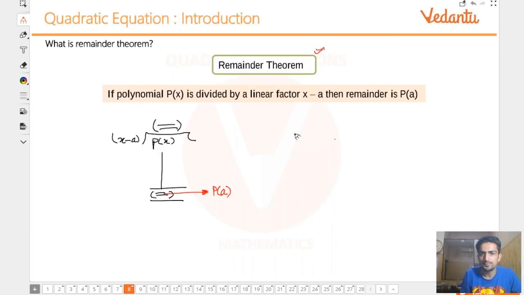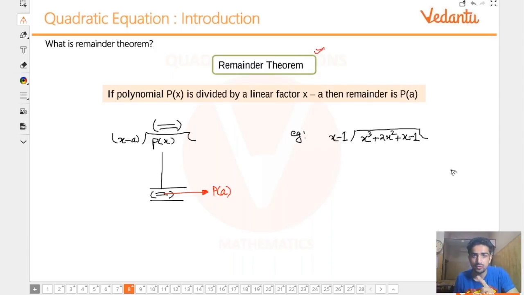Simple example. Guys, just pick up your rough copy and divide this by x minus 1. Just do it for me. Just do it completely. Do not use this theorem. Just divide completely. I'm also doing it. You guys do. Okay, guys, do it.